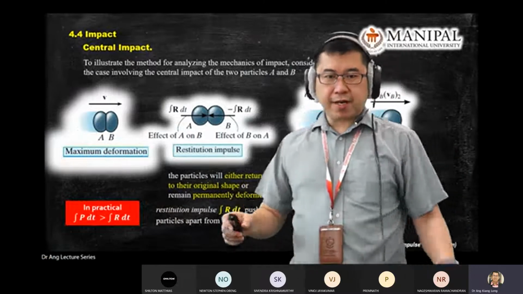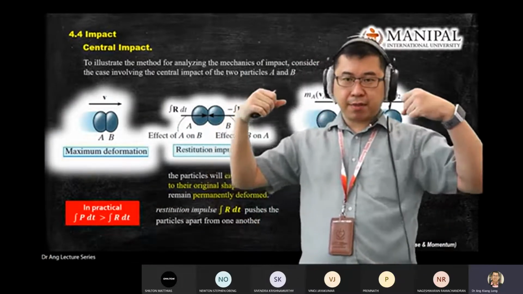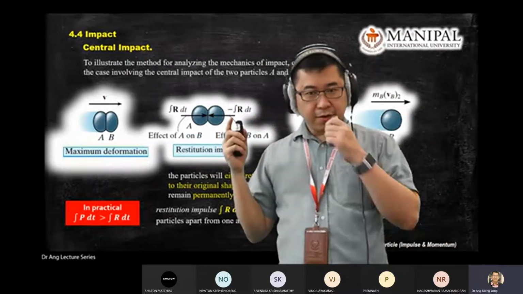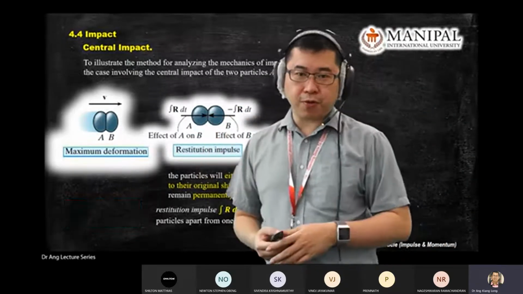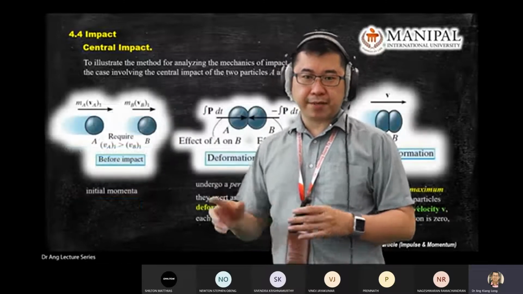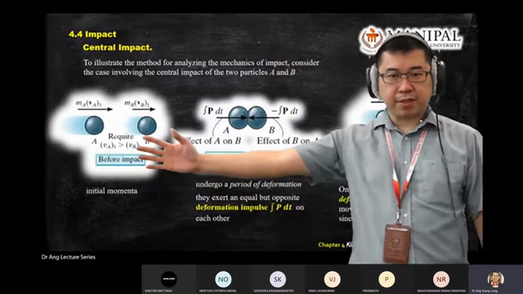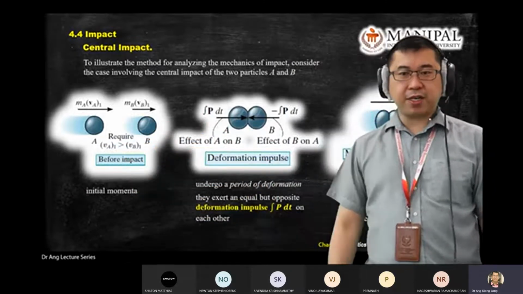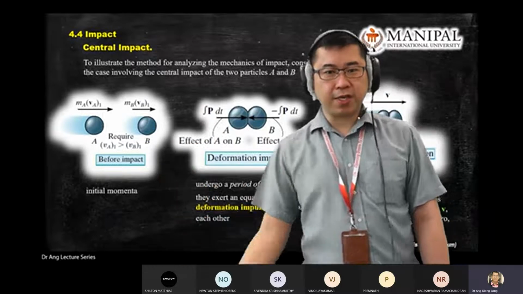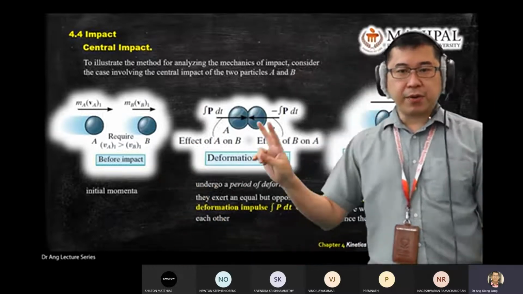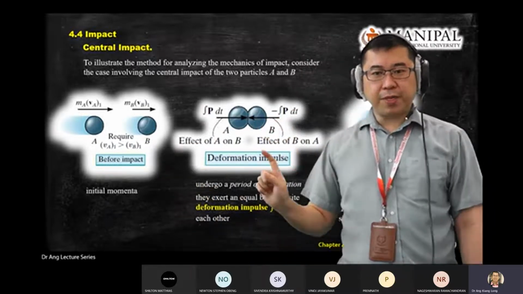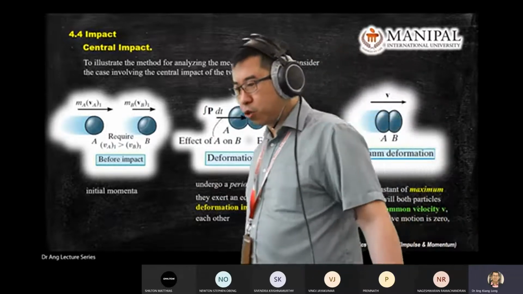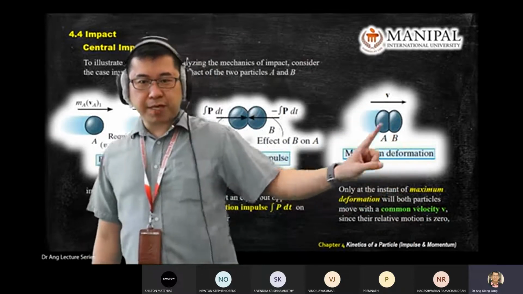So let's recap. For central impact, this case is a chasing case. In a chasing case, the velocities are different before the impact. To have a collision, one of the objects must be faster or one must be slower so that they can catch up. Then when they meet, deformation happens, the deformation impulse happens. Then they squeeze together and move at the same speed.